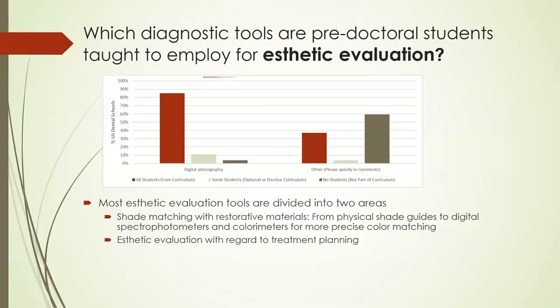Consistent with this, our results reveal that 23 of 27 survey respondents teach all students to utilize digital photography for aesthetic evaluation as part of the core curricula, and 3 schools responded that it is taught in optional or elective curricula. However, it is worth noting that while the responses did indicate digital photography is widely used, our survey didn't ask for elaboration regarding how it is used. For example, are students using theories such as the golden proportion to evaluate how pleasing the aesthetics are or to improve them? Are they using it for smile design to help patients and providers make decisions regarding treatment aesthetics?